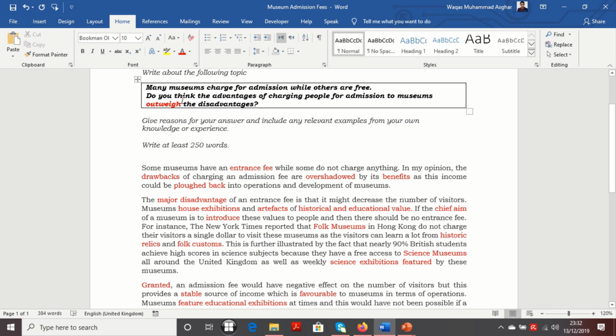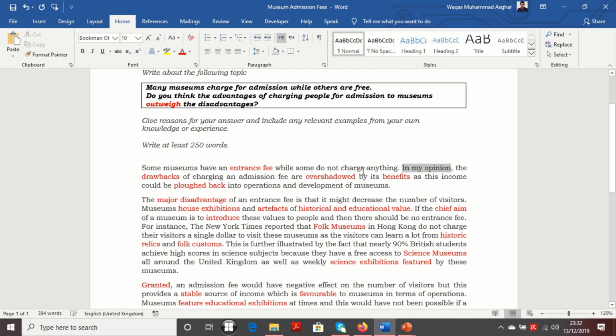Sorry, I think I didn't read the question. Many museums charge for admission while others are free. Do you think the advantages of charging people for admission to museums outweigh the disadvantages? If you see, they are asking for an opinion. Okay, now I will give my opinion.